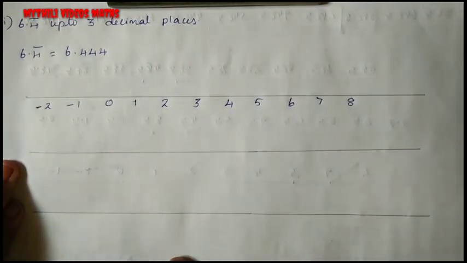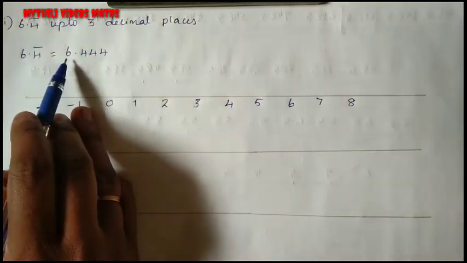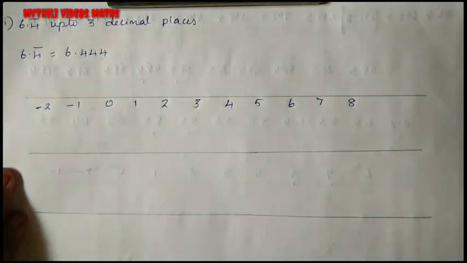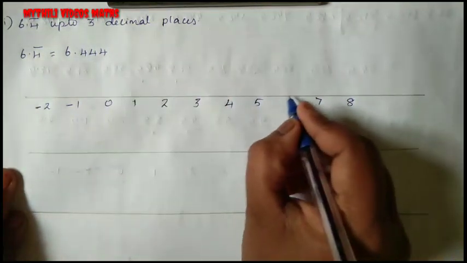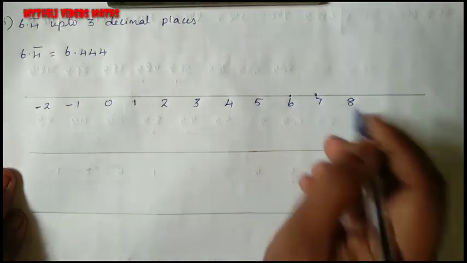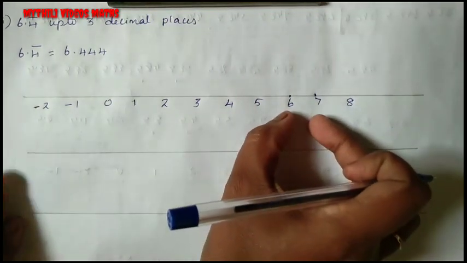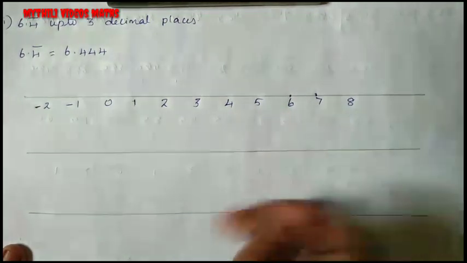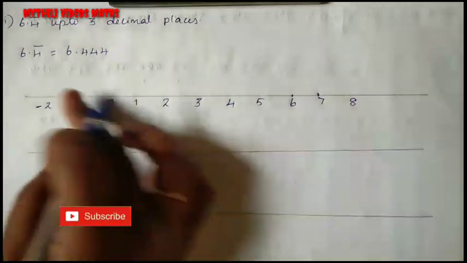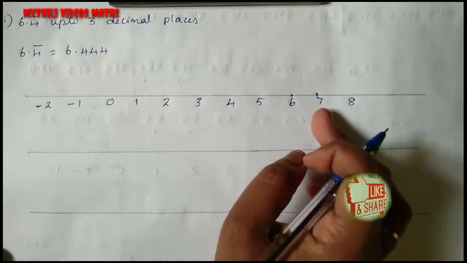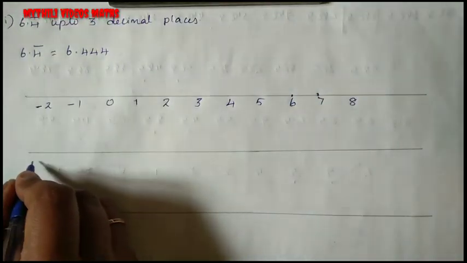Okay, children, that's enough. Okay, see here now. Here what we have is 6.4. So which two numbers are our numbers between? Between 6 and 7. Okay, above 6 we have to take 6 and 7, these two points. Okay, so all the numbers between these two numbers we have to write. See here, so the numbers lie between 6 and 7, so we have to write the numbers between 6 and 7.